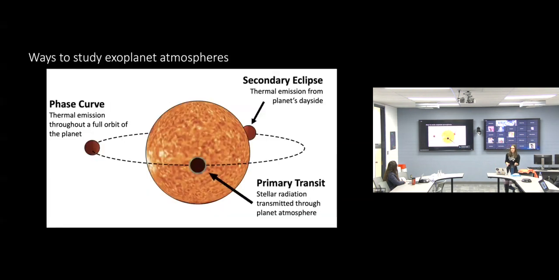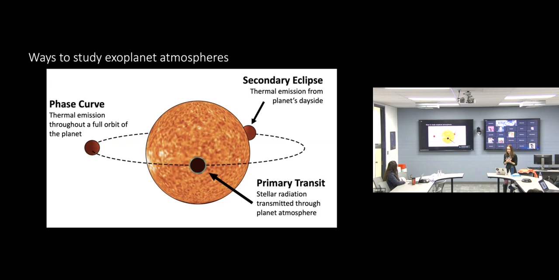So again, this will probably be a review for everyone, but I really want to quickly go through this just so I'm not leaving anyone behind. There are three main ways we study the atmospheres of transiting exoplanets. The first is in primary transit, when the planet's in front of the star from our perspective. Then we can see starlight getting filtered through the planet's atmosphere, and we can use that to measure the composition of the atmosphere by looking at molecular absorption features from different things in its atmosphere.